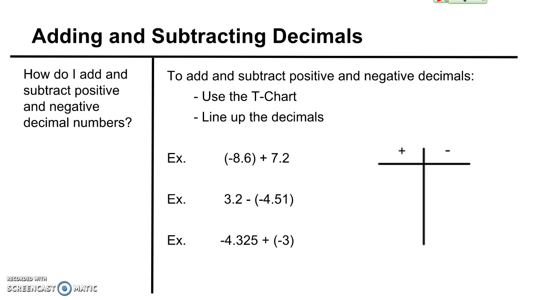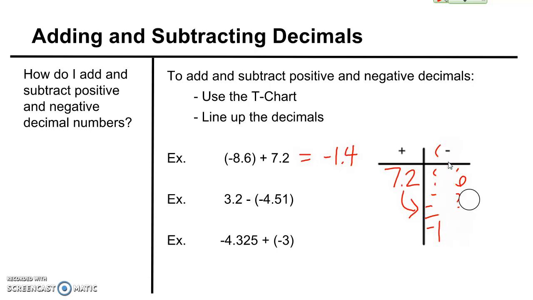So for the first one, negative 8.6, I put that in the negative column, plus 7.2. I bring over the smaller number, and I subtract, and notice my decimals are nice and lined up. 6 minus 2 is 4, 8 minus 1 is 7. It's in the negative column, so it's negative 1.4.